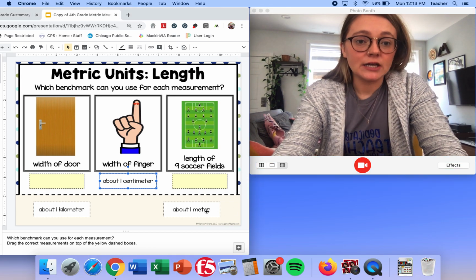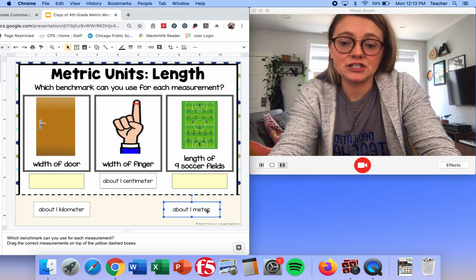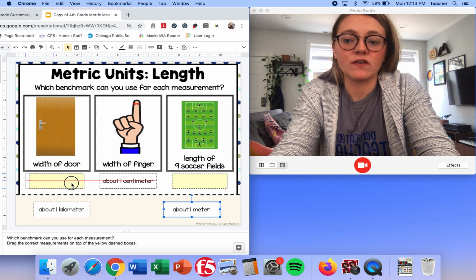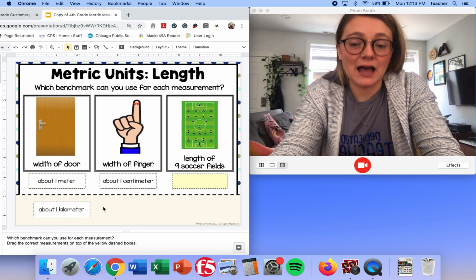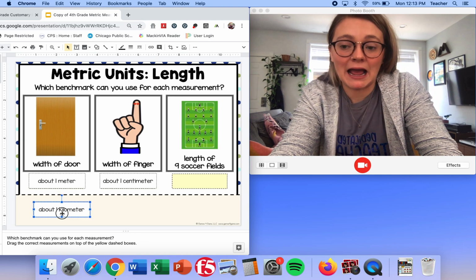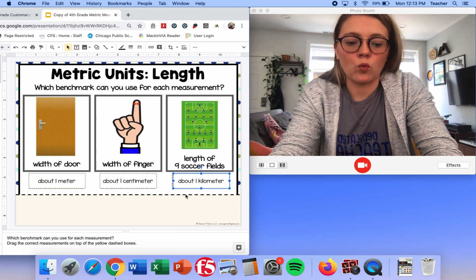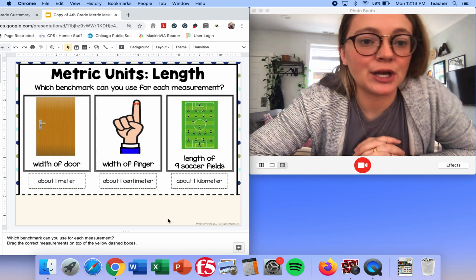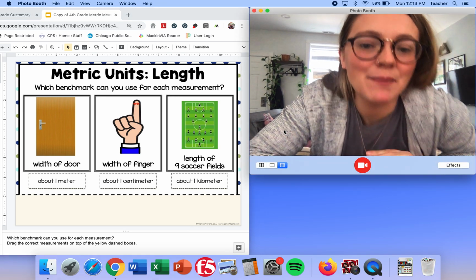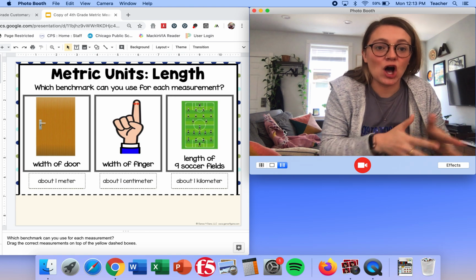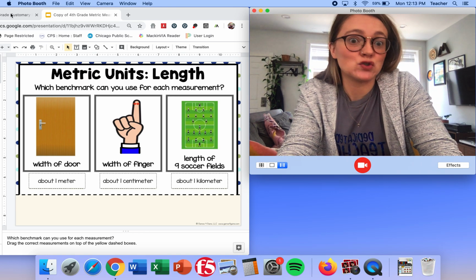1 meter is about the length of that big measuring stick that a teacher might have, and that's about the width of a door. And 1 kilometer is the length of 9 soccer fields. So knowing that information, what's bigger, a kilometer or a meter? For sure, a kilometer. Think about 9 soccer fields all lined up. That would be 1 kilometer. So a kilometer is super big.